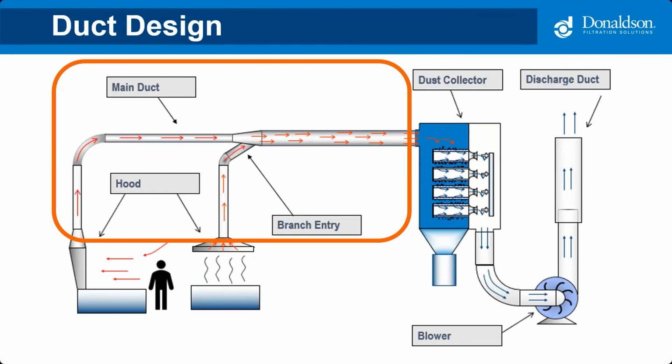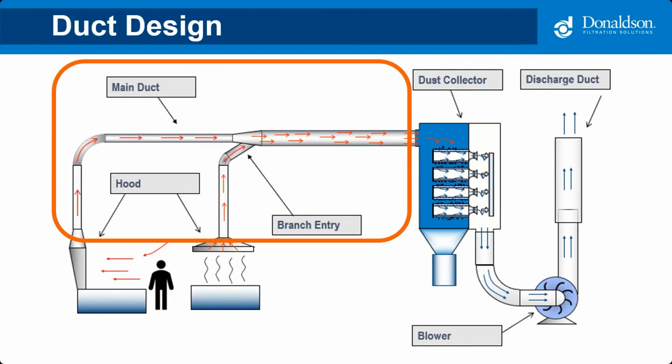So after we've sized our hoods, we've come up with the airflow that we want to do. We've routed the ductwork back to the collector. We've got to do some design to get the dust from the hoods to the dust collector. I do want to highlight something. We're not really going to go into detail on it today.